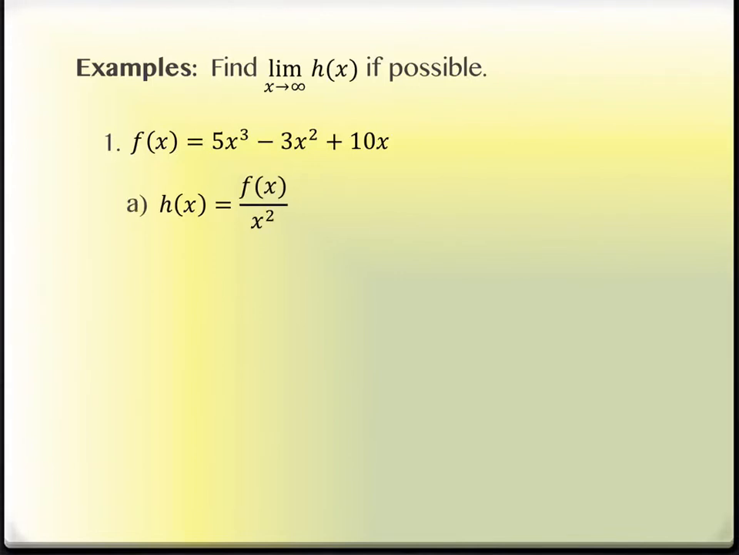So what we're first going to do is just to rewrite what we have here. So if I rewrite this, this says that I have 5x cubed minus 3x squared plus 10x, and I'm dividing by x squared. Okay?